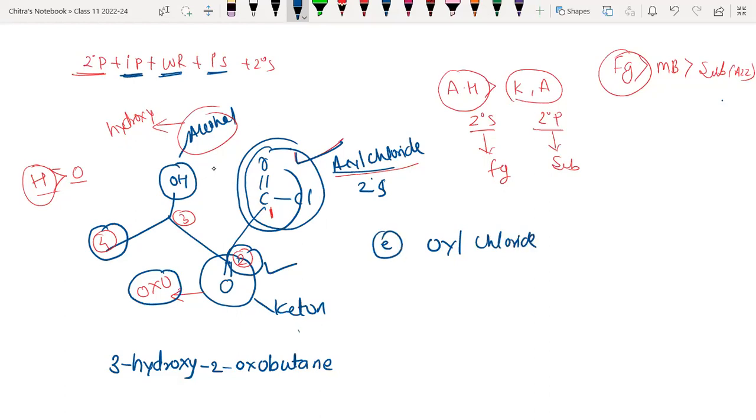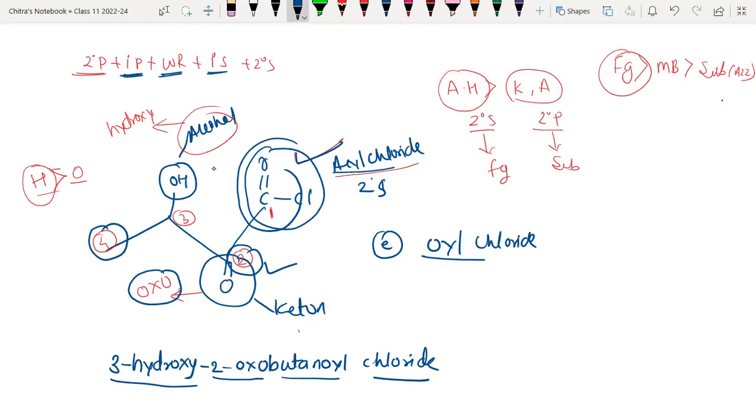So we have to replace the E. I'm just replacing the E from here. For that we are using oyl halide, so it is OYL, and for halide we have chlorine, so it is chloride. So 3-hydroxy, 2-oxo, butanoyl chloride is the IUPAC name.